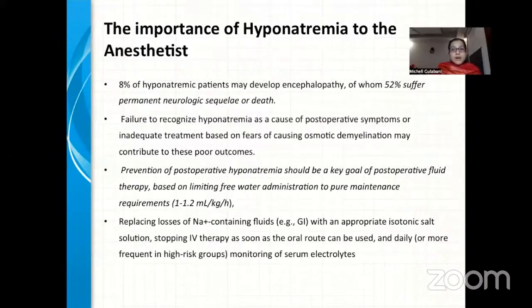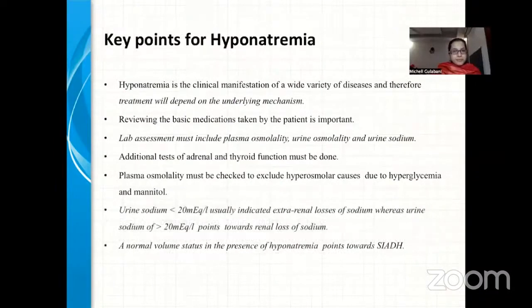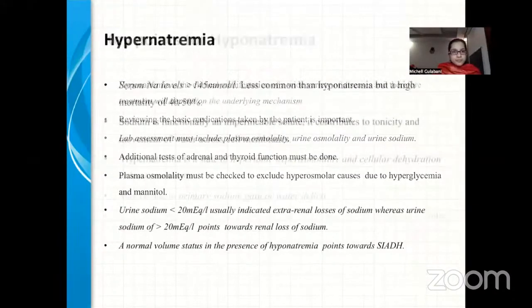So prevention of post-operative hyponatremia should be the key goal of post-operative fluid therapy, based on limiting the free water administration to pure maintenance requirements of 1 to 2 milliliters per kg per hour. So then we'll see the key points: the treatment will depend on the underlying cause and the situation. Lab assessment will include plasma osmolality, urine osmolality, and urine sodium. So a normal volume status in the presence of hyponatremia points towards SIADH.